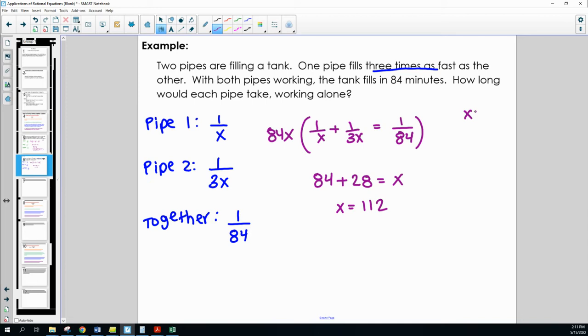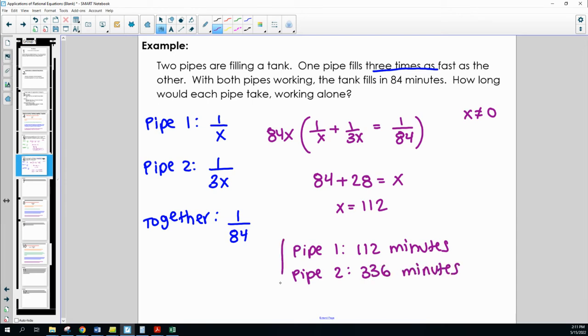Okay, we know here again that x cannot equal 0 as our only domain restriction. And our answer is not 0, so that's good. It's also positive, which is time that we're solving for. So we know that that is a good answer. Read the question, right? How long would each pipe take? So we want to answer for both pipes. So pipe 1 would take 112 minutes. And then pipe 2 is going to be 3 times that. So it's going to take 336 minutes. And those are our two answers, and we've completed this problem.